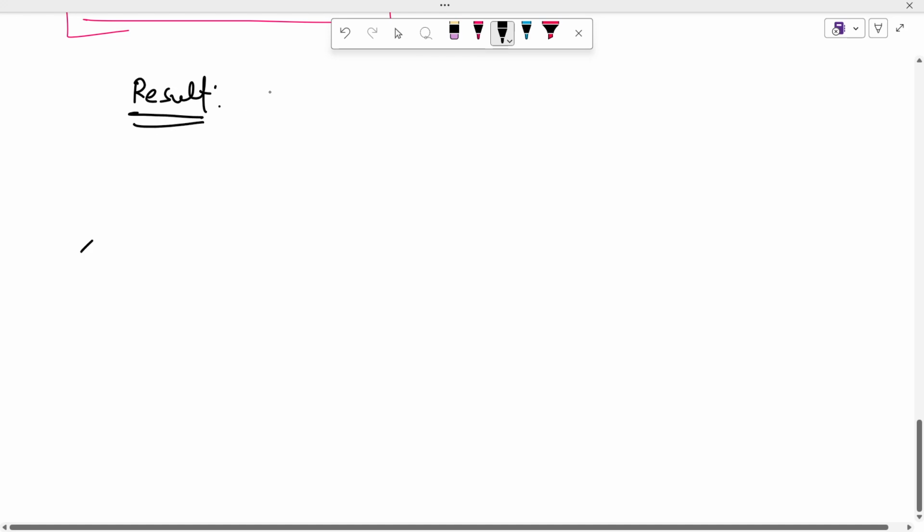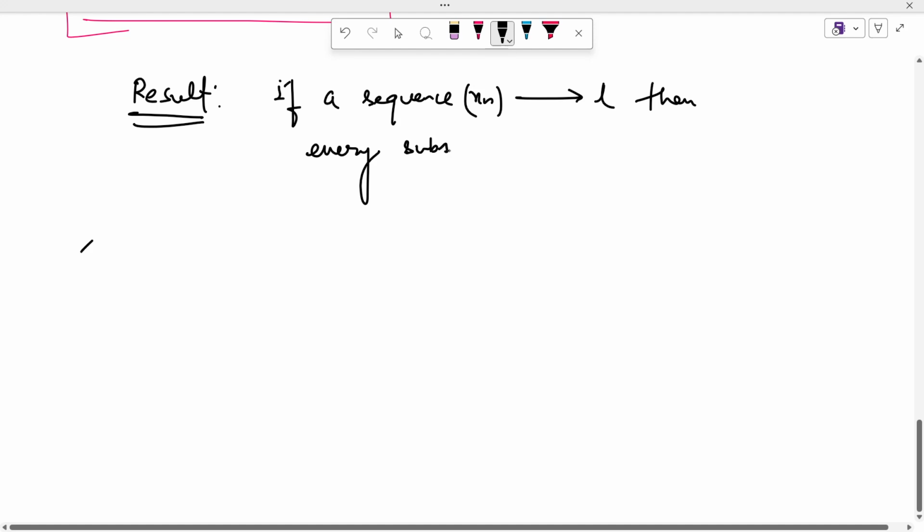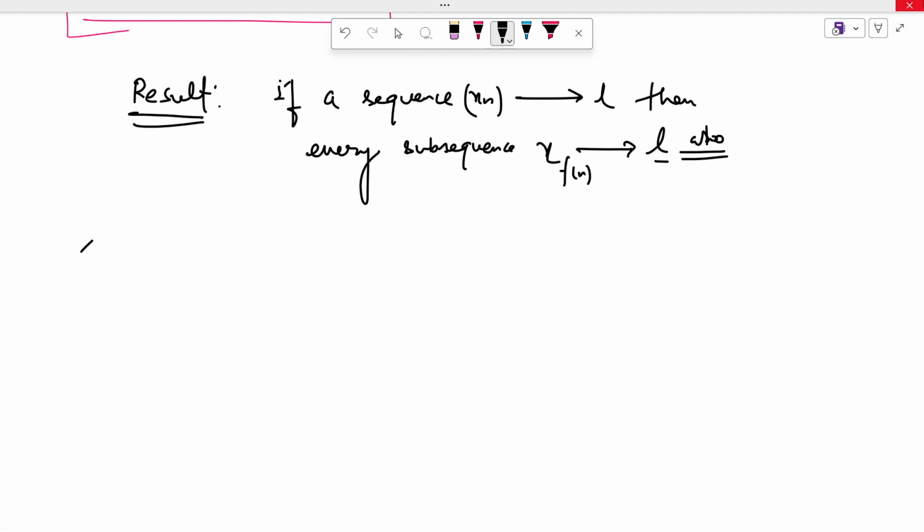The result is that if a sequence xn converges to L, then every subsequence, not only the odd terms, every subsequence x, a function of n type, also converges to L. Every subsequence is also a convergent subsequence. So we will utilize this idea to find the limit.